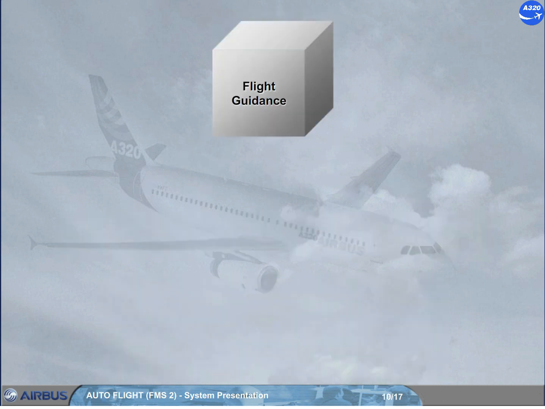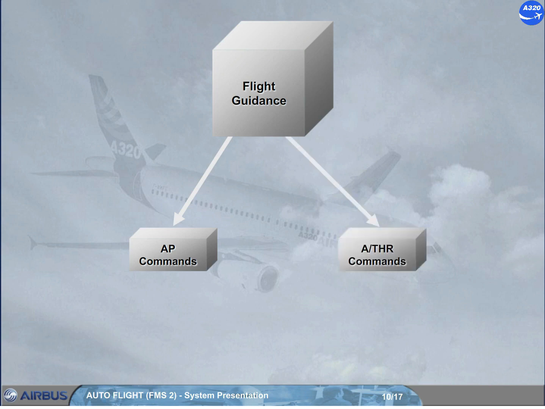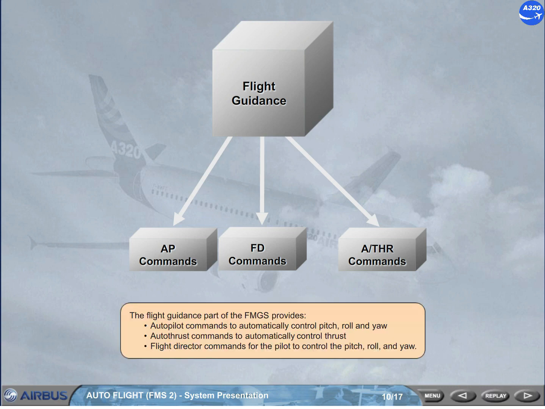The flight guidance part of the FMGS provides autopilot commands to automatically control pitch, roll, and yaw, auto-thrust commands to automatically control thrust, and flight director commands for the pilot to control the pitch, roll, and yaw.